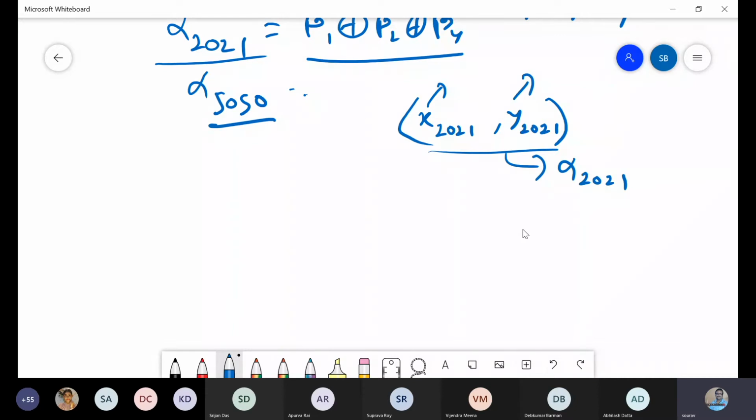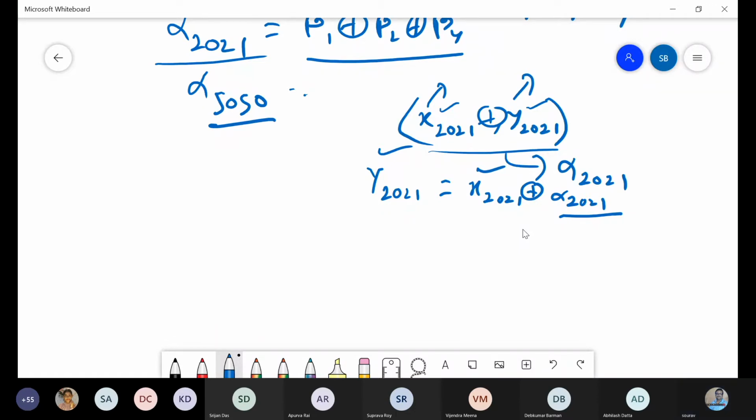Because you see, this is basically XOR with the alphas. So if we have these two, then we can XOR. Y 2021 is nothing but X 2021 XOR alpha 2021. So if we know these two, then it is nothing but XORing between these two. So this is basically a known plaintext attack. If we have some plaintext and the corresponding ciphertext, then we have some alphas. Then what type of attack can we do? Then we have some linear equations.